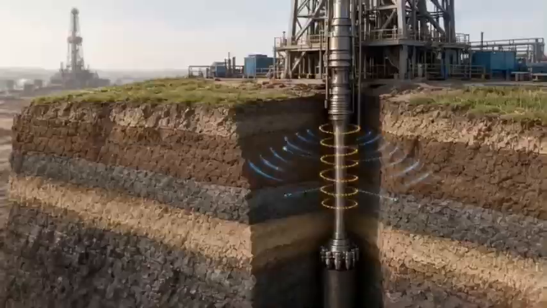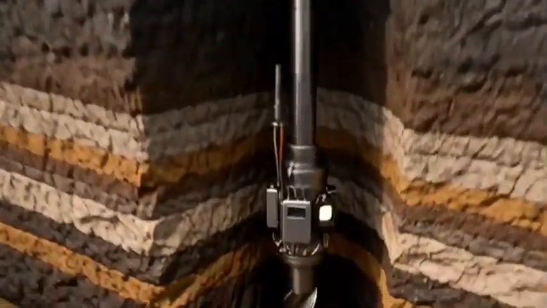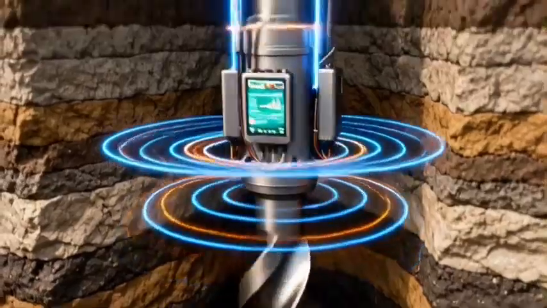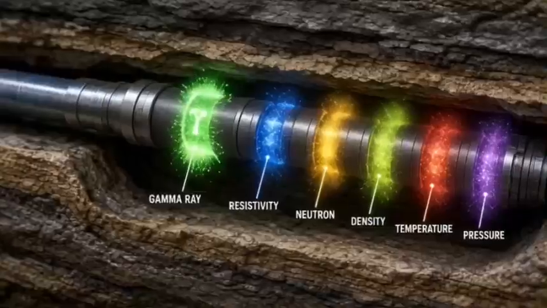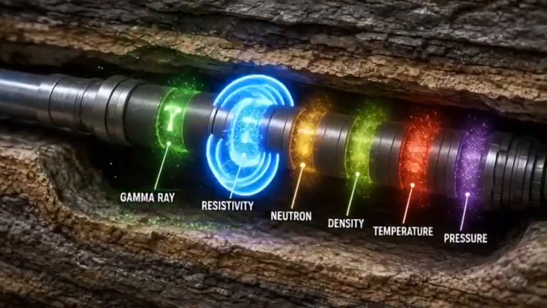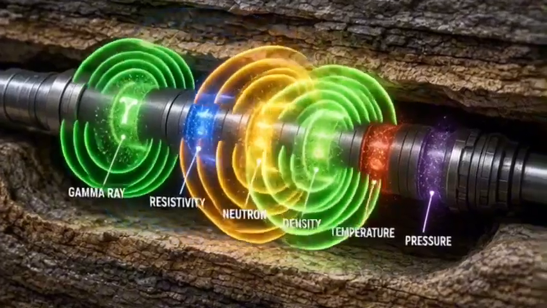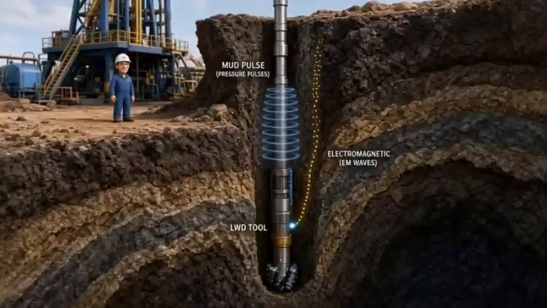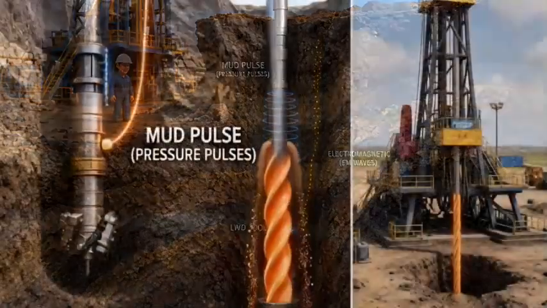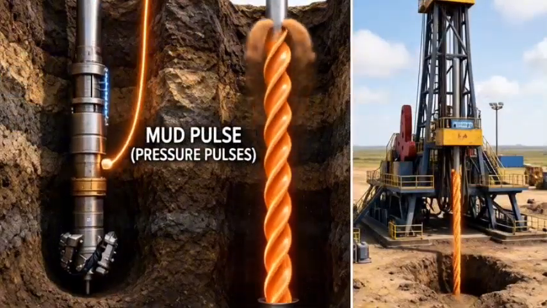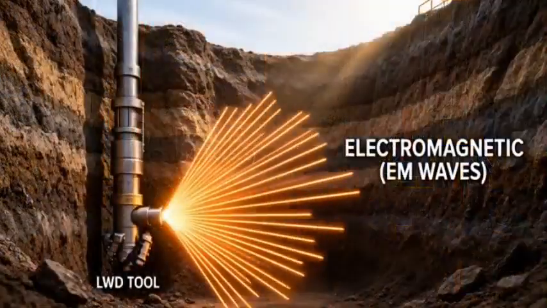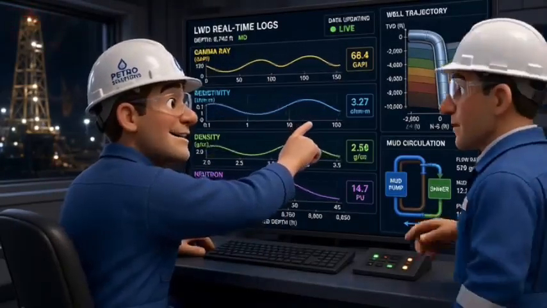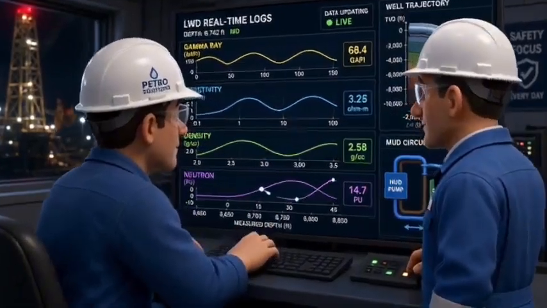reducing costs. LWD tools are placed just above the drill bit. As we drill, the tools measure the formation properties and send the data to surface. The tools measure properties like gamma ray, resistivity, neutron, density, and more, all in real time while drilling. The data is transmitted from the tool to the surface through the drilling mud using pressure pulses or electromagnetic waves. At the surface, the data is processed and displayed in real time for geologists and engineers to interpret.